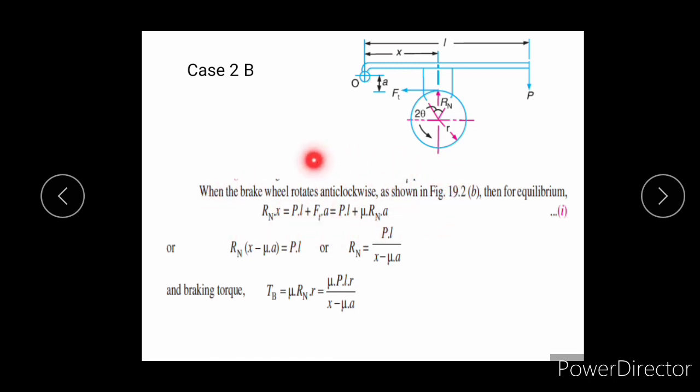You can easily find how this equation came from the video. Next, take Rn common, you will get x minus mu A is equal to PL. Rn is equal to PL upon x minus mu A. So braking torque Tb will be equal to mu Rn into R, mu PL R upon x minus mu A. In this way you will find how this braking torque can be achieved. This is the case 2b.